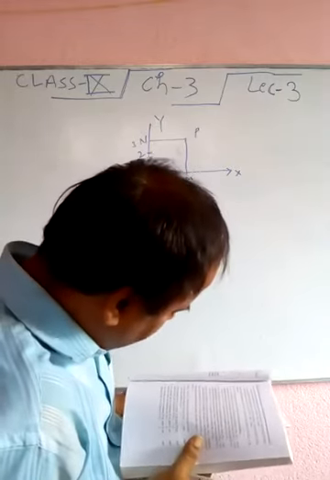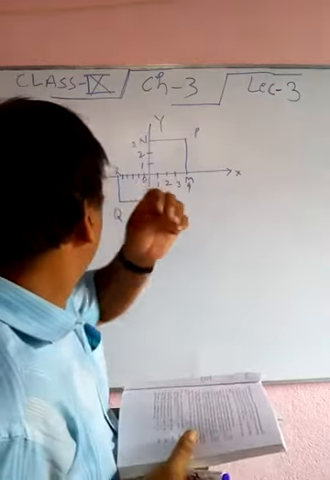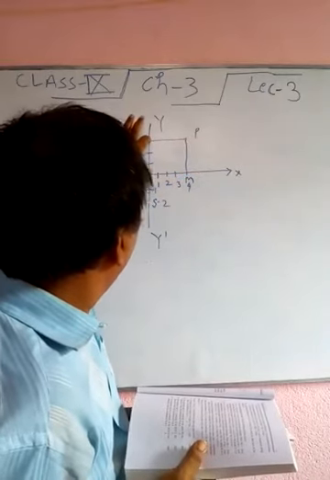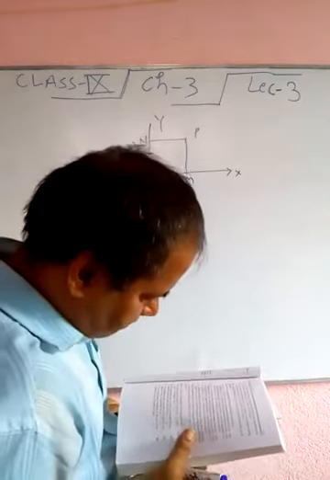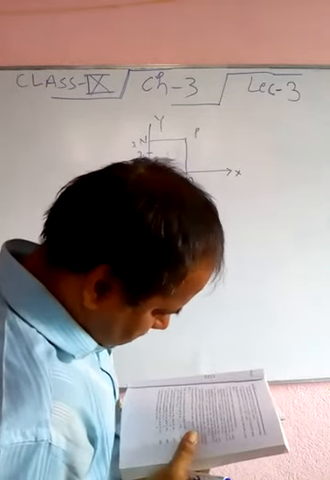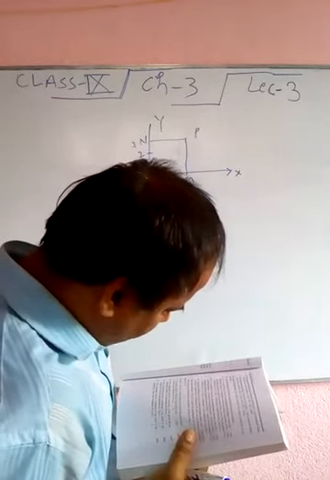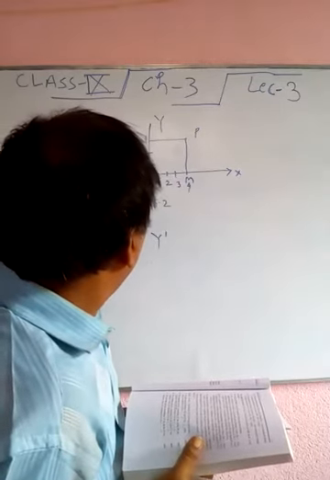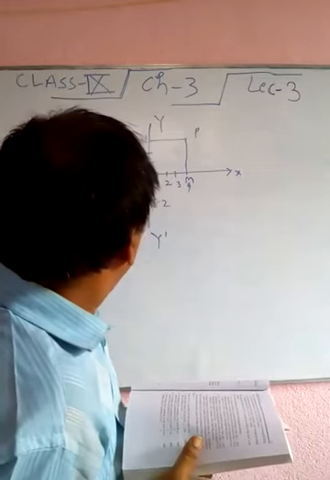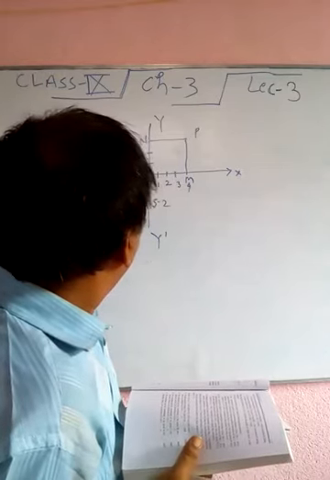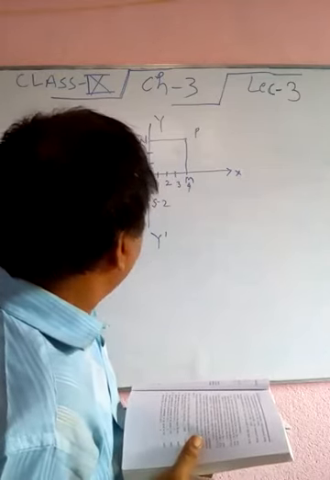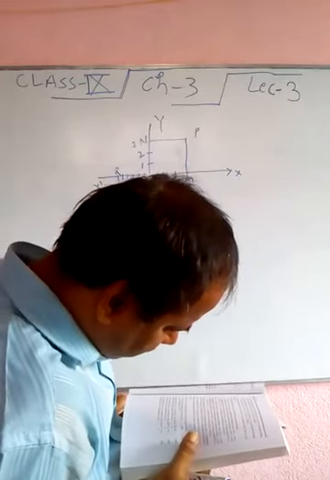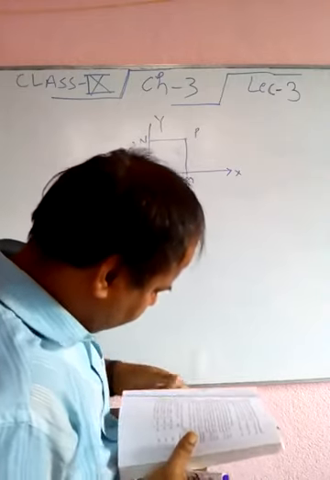For a point P, it is +3. For this point 1, 2, 3, this is the y coordinate, +3. And for Q, it is -2. Here 1 and 2. So this is for Q. The y coordinate is -2. The y coordinate is also called the ordinate.